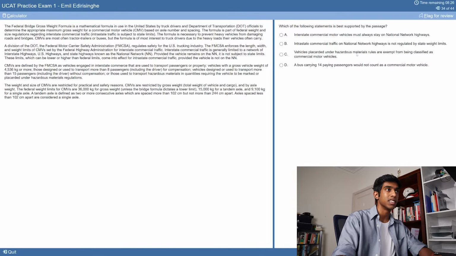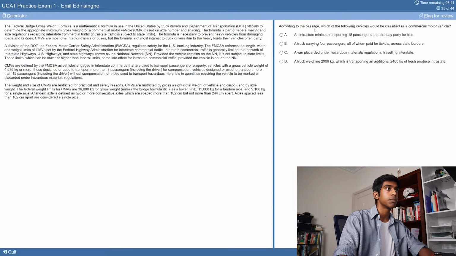Okay, vehicles placarded under hazardous materials. Interstate is generally limited to a network of interstate highways, US highways, and then known as the... yeah, so it's A. According to the passage, which of the following vehicles would be classified as a commercial motor vehicle?